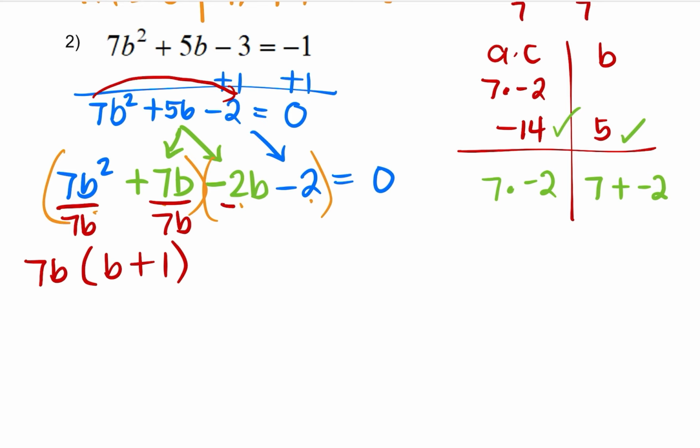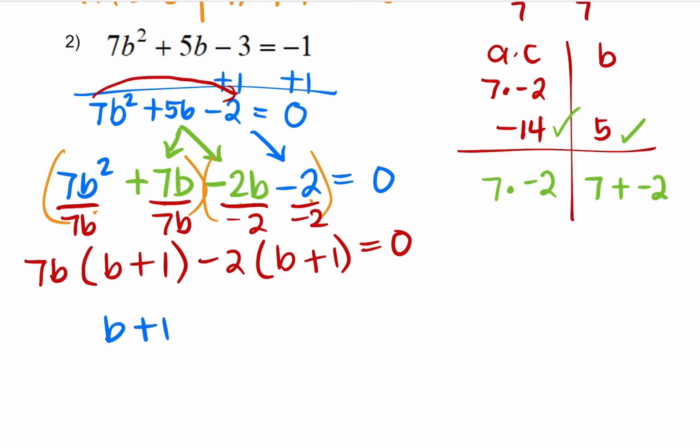In the second group, the common factor is negative 2. We'll write minus 2. And we are left with b plus 1 equals 0. So our new common factor is b plus 1. And then our previous common factors, 7b and minus 2, we're putting these two together. Equals 0.